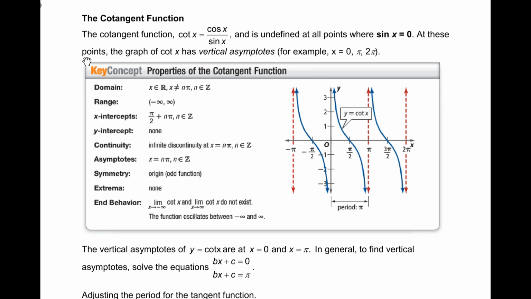So, the cotangent function is literally the reciprocal of tangent. Since tangent was sine over cosine, no surprise, cotangent is the reciprocal, which is cosine over sine. As I talked about with tangent, tangent was undefined at all points where cosine equals 0 because that was the bottom. Well, here, sine's the bottom, so it'll be undefined any place sine is equal to 0.